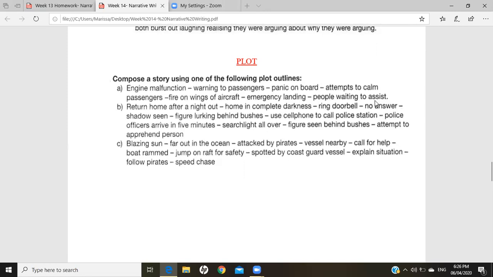Okay, good. Part B says, this plot outline says, return home after a night out, home in complete darkness, ring doorbell, no answer, shadow scene, figure lurking behind bushes, use cell phone to call police station, police officers arrive in 5 minutes, searchlight all over, figure seen behind bushes, attempt to apprehend person. So let me pick Marie, are you there?